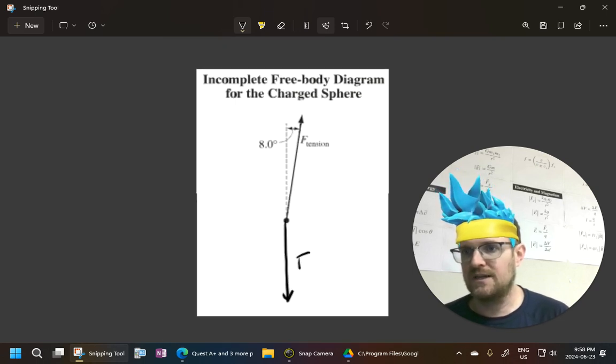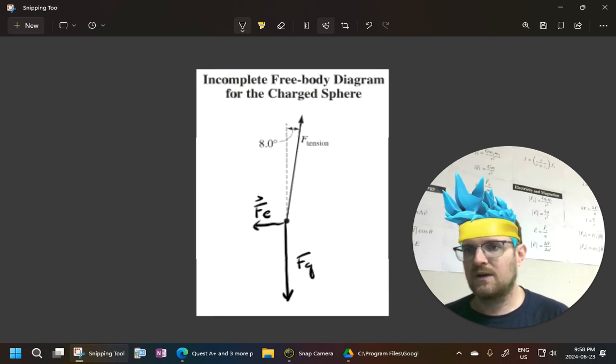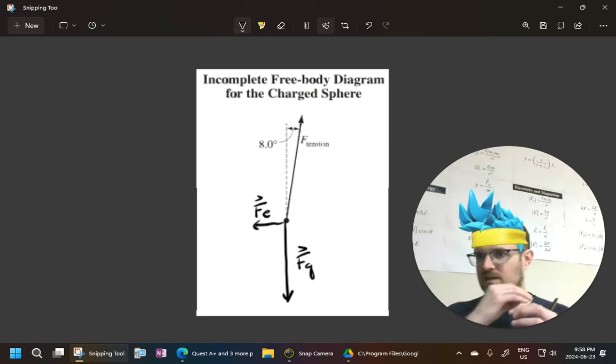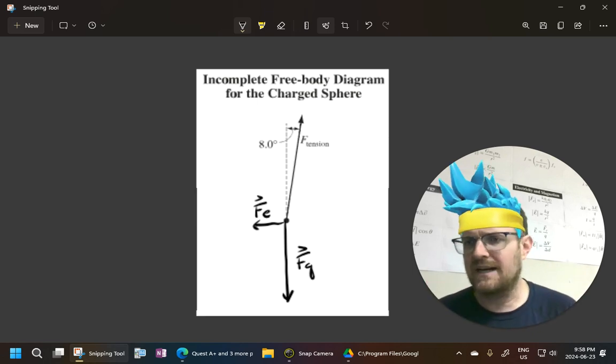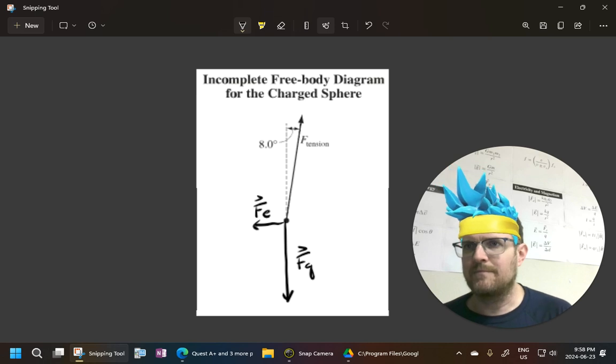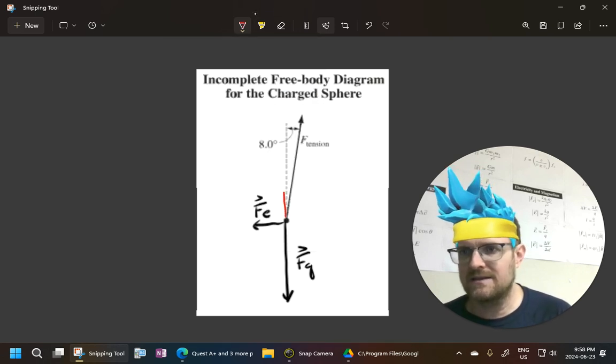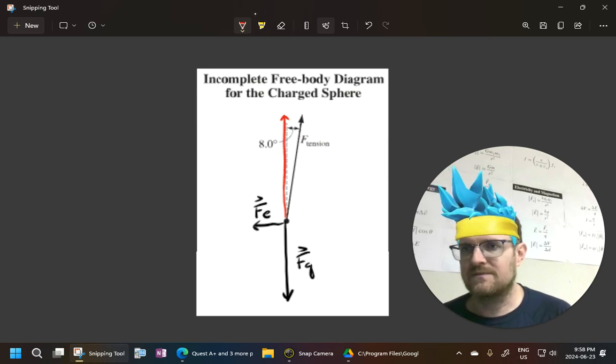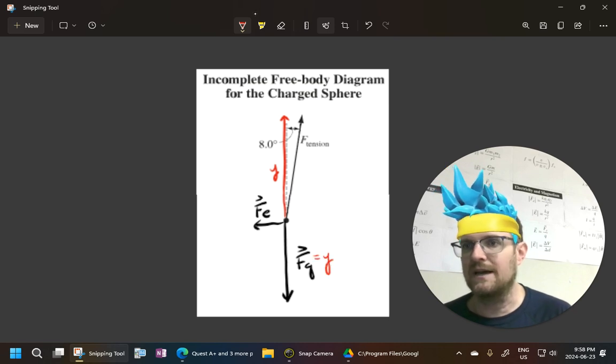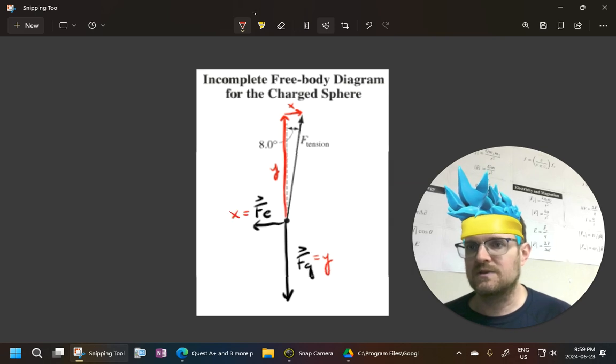Here's Fg. We have the electric force pulling sideways in this direction. If I put these forces together in a vector diagram, I can see they're together in equilibrium here. Whatever this y component is has got to be the same as Fg down here, because that's all y. And this over here has got to be the x, because this one's all x.